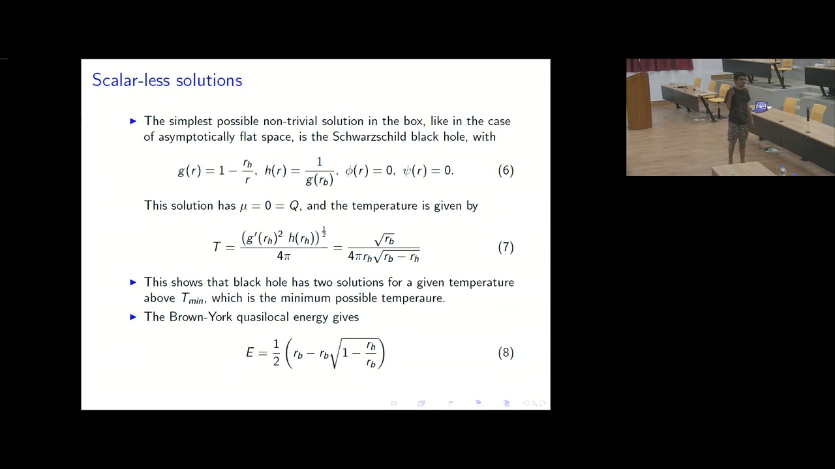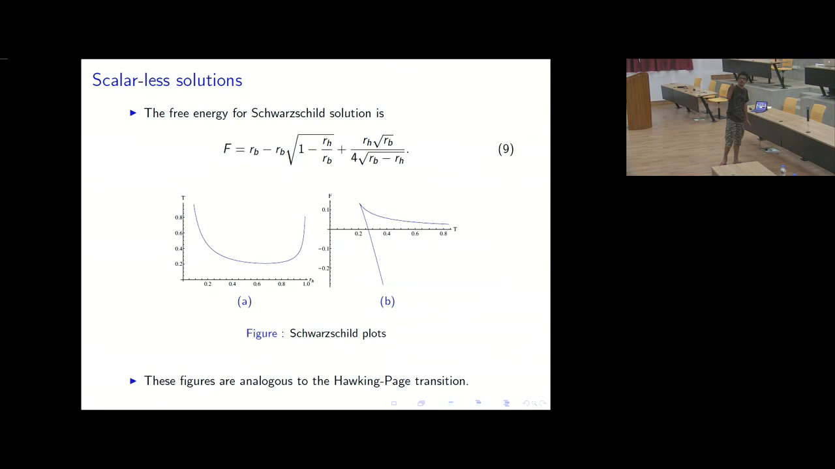So let's first look at some scalar-less solutions. The first one to look at would be the Schwarzschild black hole, which has G(R) as usual, and H(R) is defined to be just 1 over G(R_B), which means G(R_B) and H(R_B) at R_B is 1, and phi is 0 and psi is 0. So this is the temperature, and the Brown-York quasi-local energy can be computed. Another thing is that from here one can see that for any given value of temperature, you have 2 solutions for R_H, a small and a big black hole. Also one could see that there is a T minimum which could be defined for this case.